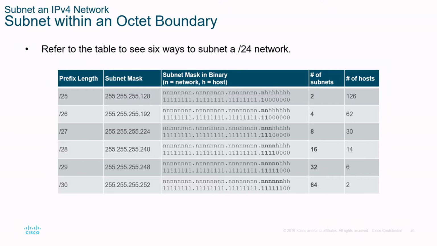If you borrow 3, it's going to get an 8. Cuts the 62 in half. We're now at 30, right? Do it again. I got a 16, leaving 16, so I'm at 14 usable hosts on the 16 networks. So anytime you borrow a bit, we double the number of networks, but we halve the number of devices that can go on there. Any questions so far?